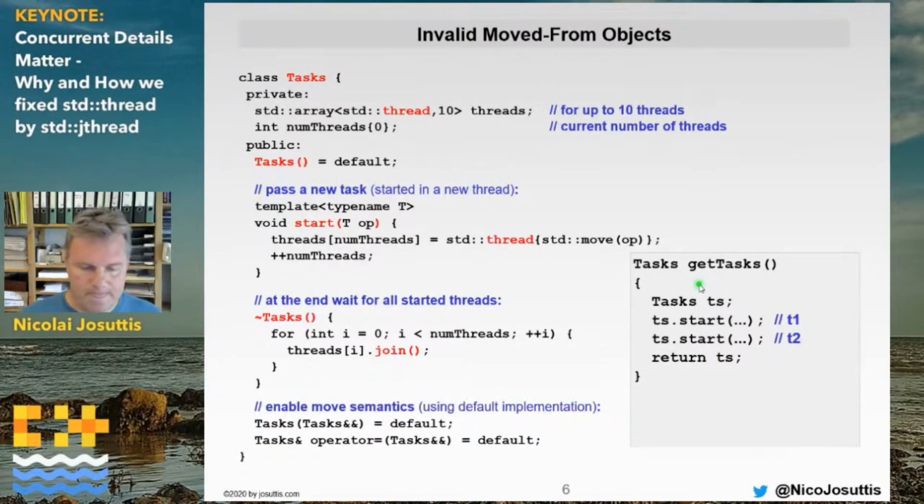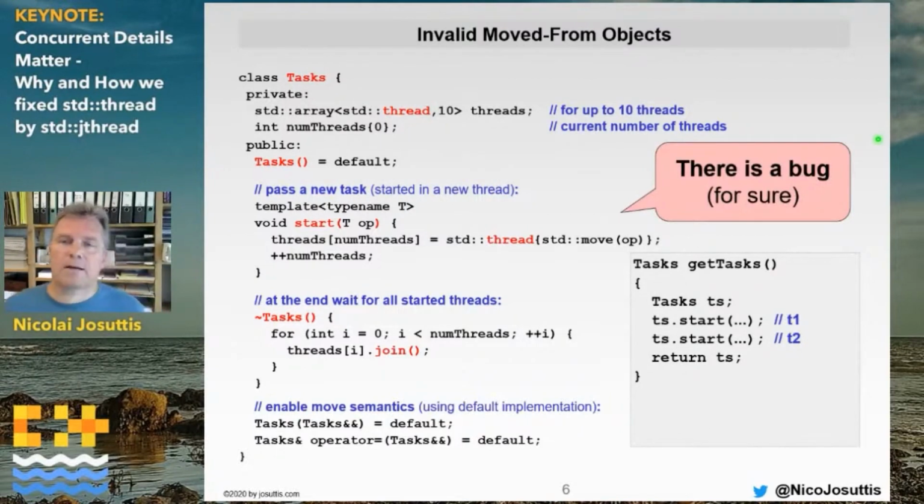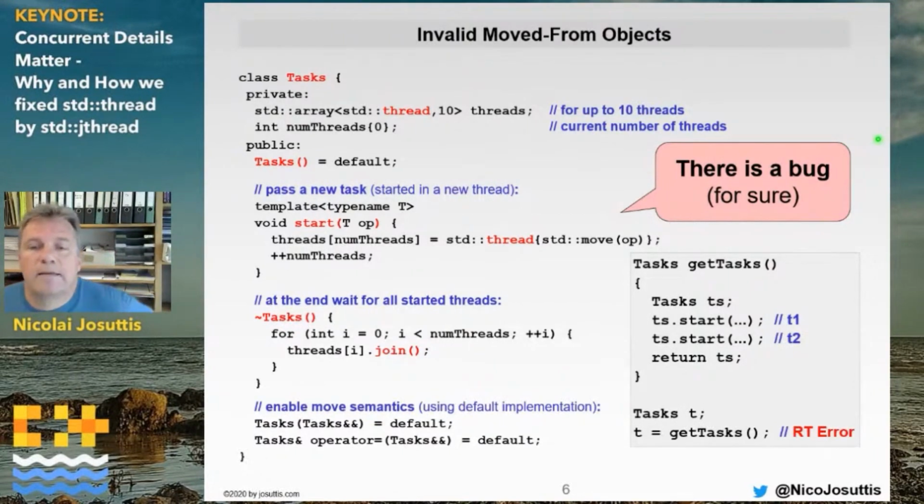So now it gets interesting. Is everything fine with this code? Well, there's a bug. And this time, not probably, I think for sure. And this bug is a very serious bug, by the way, because if you now declare a new object task and assign get tasks to it later, you get a runtime error.